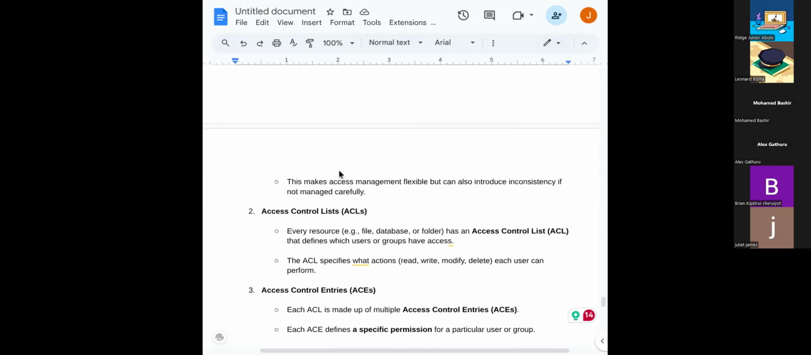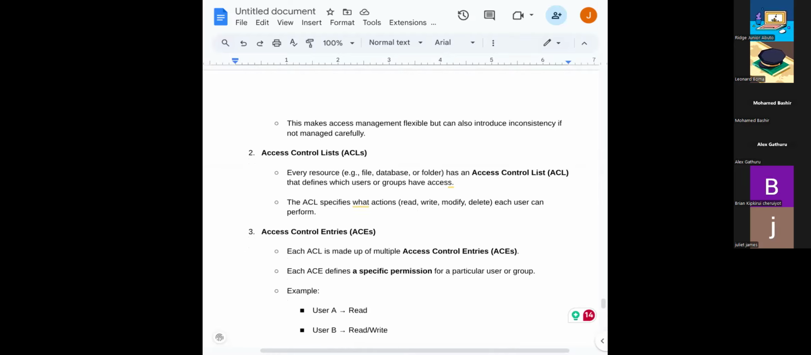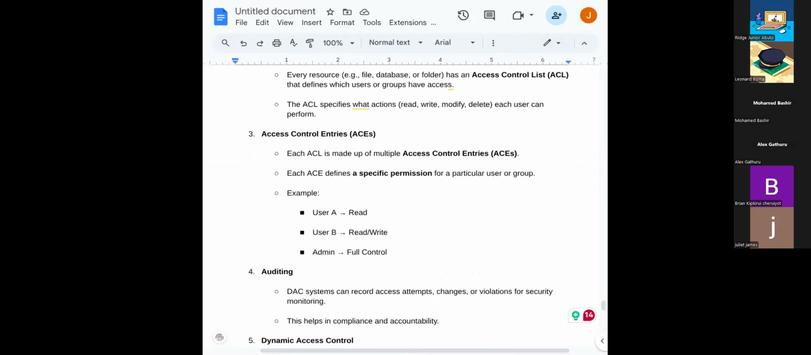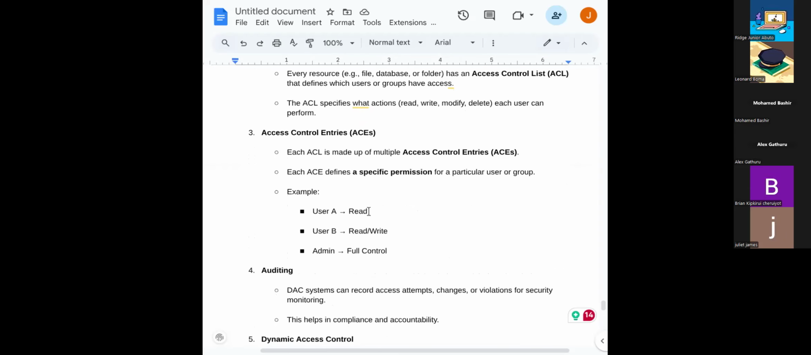And then we have the access control list that says you can access this, all right? And access control entries, these are multiple entries. So user A can read, user B can read and write, user admin can have full control. The access control entries define the specific permission that you get for a particular user or a group. For example, our admin can say all learners have access to their microphones, but they do not have access to unmuting or muting someone, thankfully.